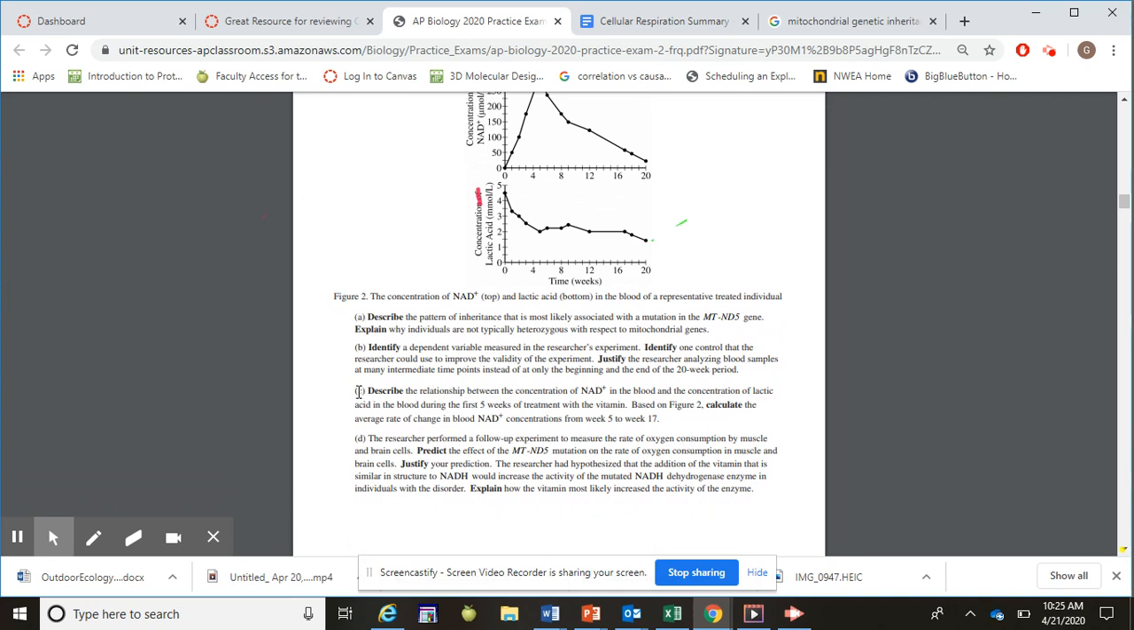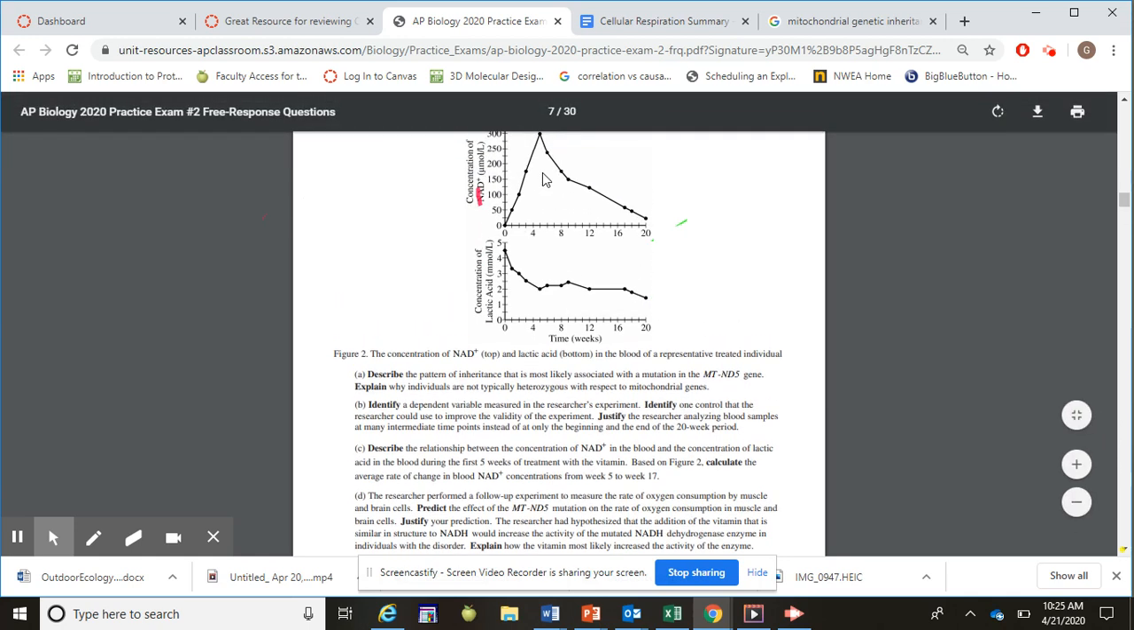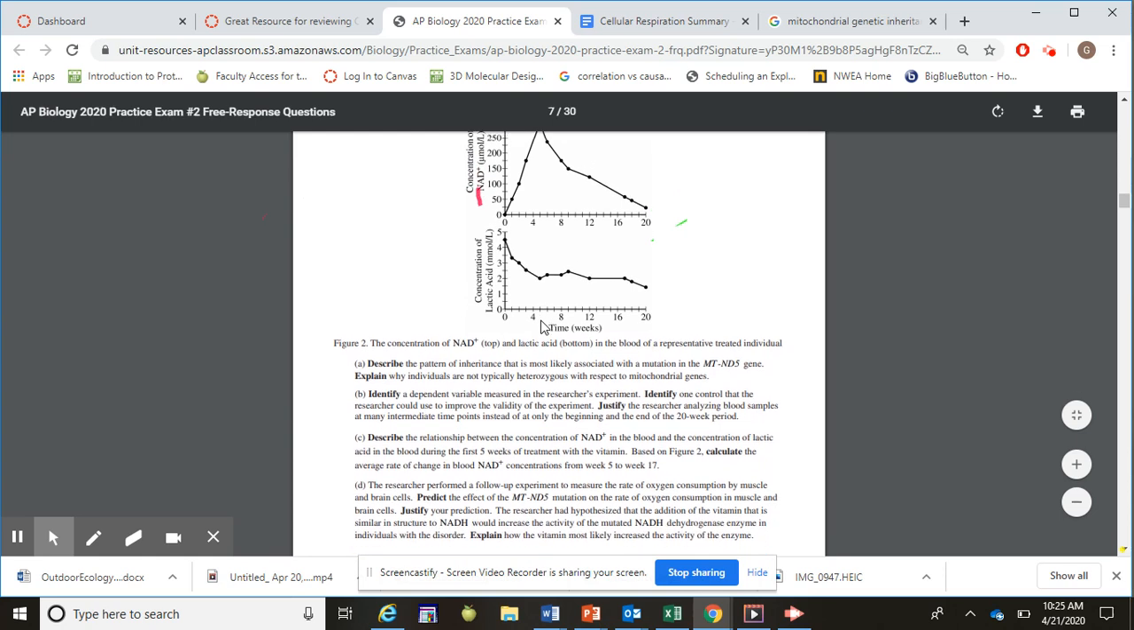C, describe the relationship between the concentration of NAD plus in the blood and the concentration of lactic acid in the blood during the first 5 weeks. So if we look here from 0 to 5 on the graph, that's where our increasing NAD plus is happening. And from 0 to 5 on the graph here, we have decreasing lactic acid. So as NAD plus is increasing, lactic acid concentration is decreasing.